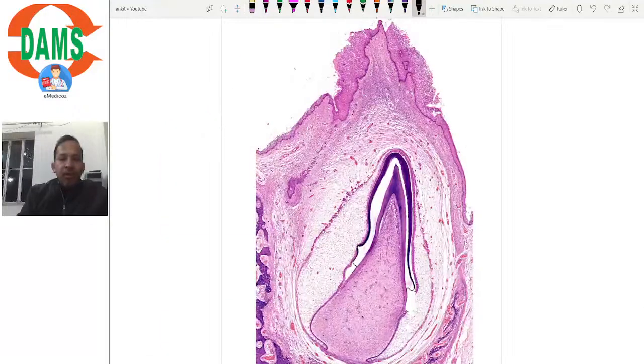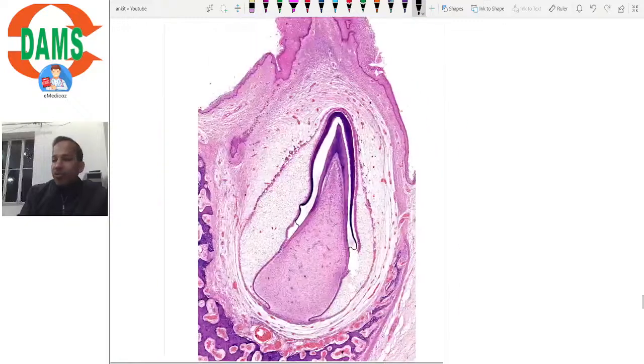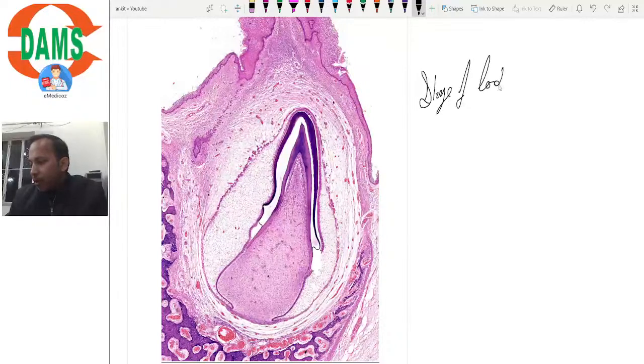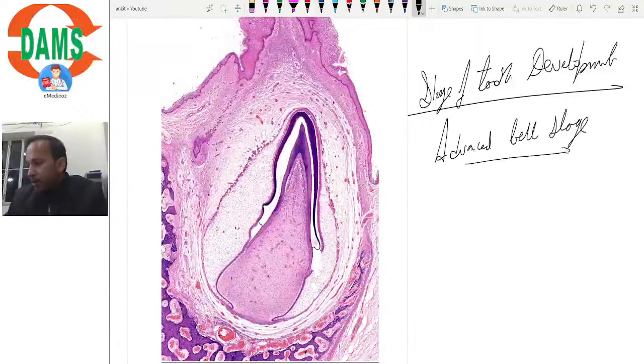Next we have, can you identify this stage of tooth development? This is the advanced bell stage, isn't it? तो यहाँ advanced bell stage में हमें क्या दिख रहा है?